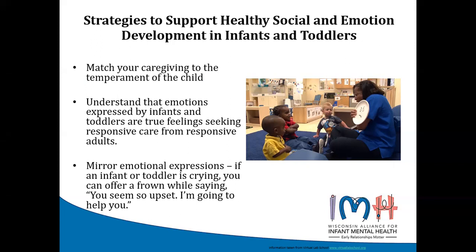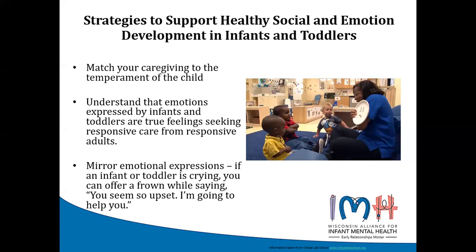And then understand that emotions expressed by infants and toddlers are true feelings, seeking responsive care from responsive adults. So when children are crying, they are trying to communicate something. If children are having a tantrum, they are trying to communicate something. So it's important for us to acknowledge that, to label those emotions, to help children work through those emotions, because remember, they're learning how to do it. They're learning their regulation. It may not be perfect at the beginning, but the more responsive we are, the more consistent we are, the less likely they will express those emotions as strong.